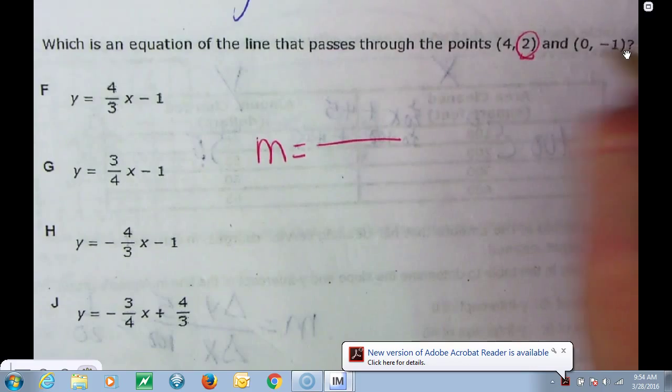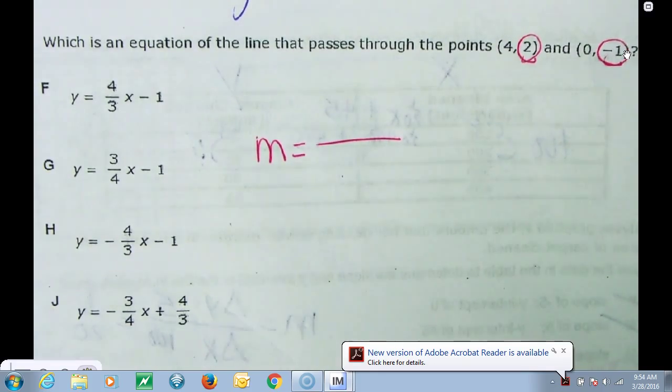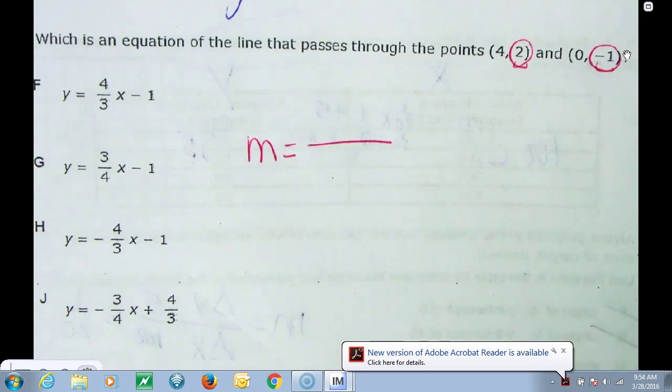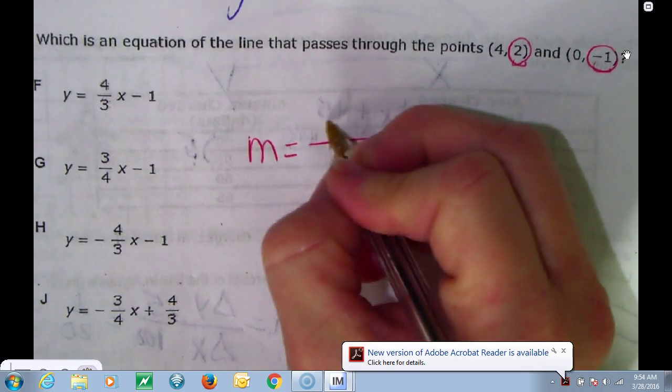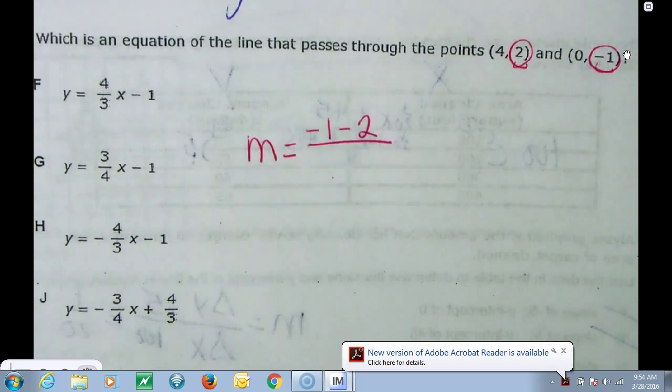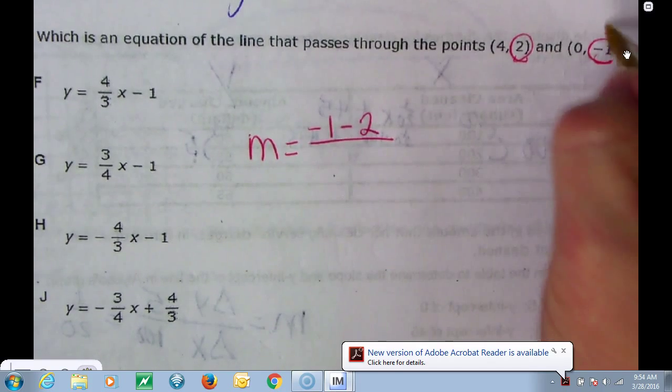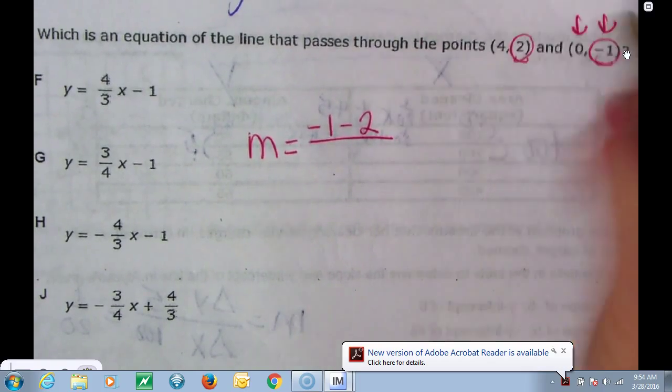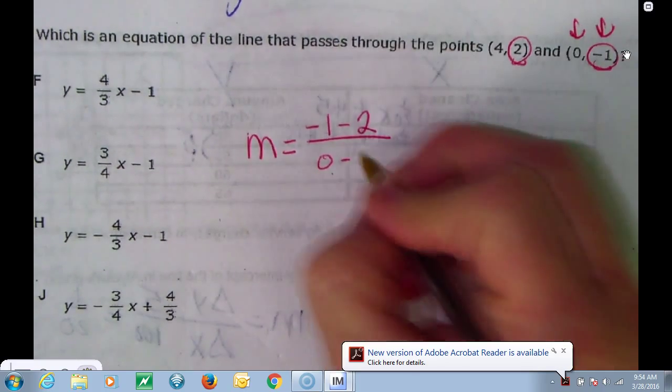So everybody circle the Y's. We're going to subtract the Y's on top. And it doesn't matter which order, but once you pick the order for the top, it matters for the bottom. So what am I going to write on top? -1 minus 2. Does everybody see how Logan got -1 minus 2? So if I start with -1 on top, I have to start with 0 on bottom. So 0 minus 4.